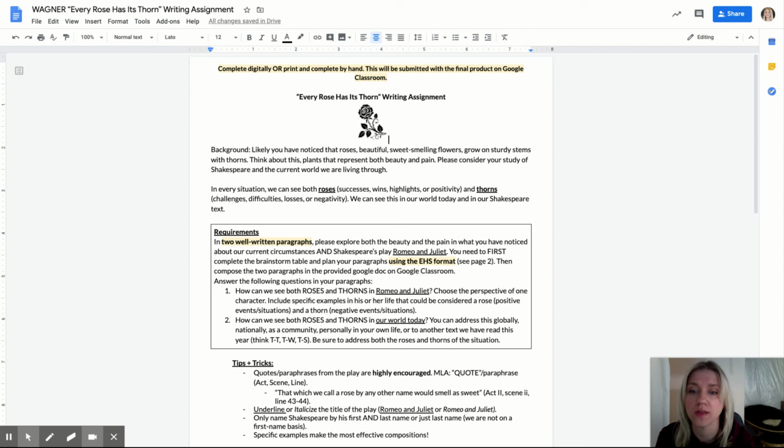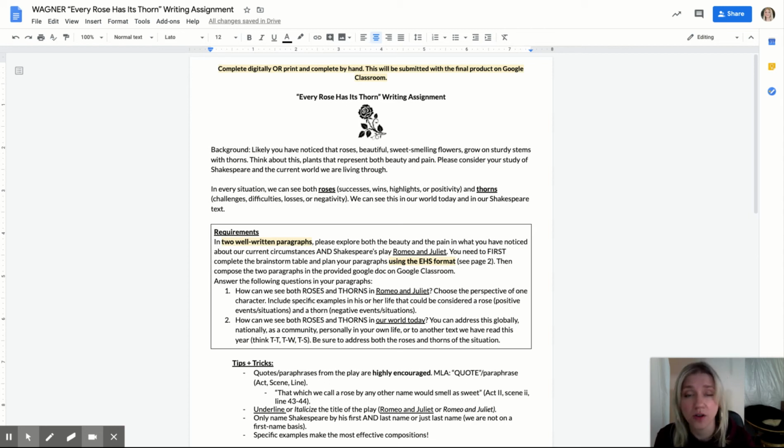Likely you have noticed that roses, beautiful, sweet-smelling flowers, grow on sturdy stems with thorns. Think about this, plants that represent both beauty and pain. Please consider your study of Shakespeare and the current world we are living through. In every situation, we can see both roses, successes, wins, highlights, or positivity, and thorns, challenges, difficulties, losses, or negativity. We can see this in our world today and in Shakespeare's text.